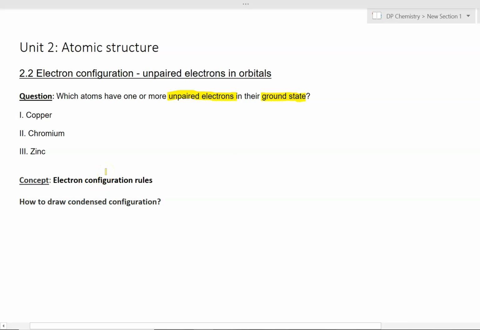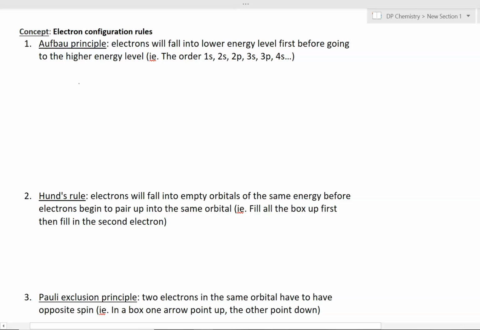The two concepts that we will have to look at are, one, the electron configuration rules, and the second one is how to draw condensed configuration. There are three rules that govern how we draw electron configuration. They are the Aufbau principle, you do have to know these names, Hund's rule, and the Pauli exclusion principle. Aufbau says that electrons will fall into a lower energy level before a higher one.